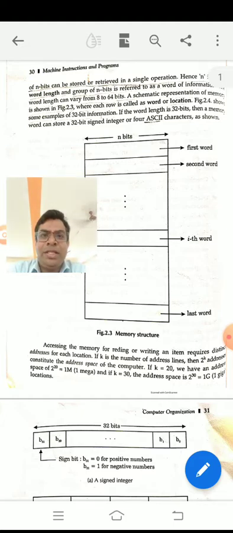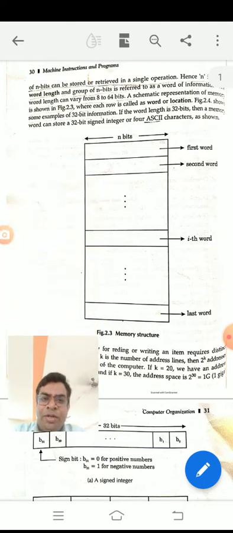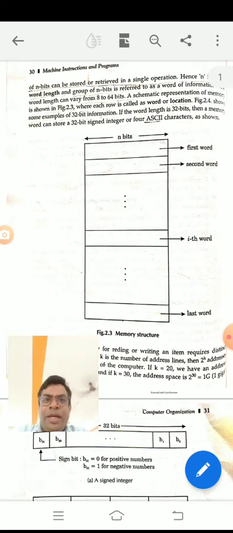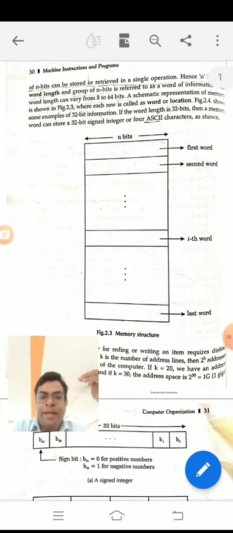A schematic representation of memory, this is a diagram. It is stored in the schematic memory structure. How to store the program bit by bit: n bits, the n bits of information. This is a memory structure where each row, see here in this diagram, each row is called a word. For example, the first word, second word, each row is called a word or location.